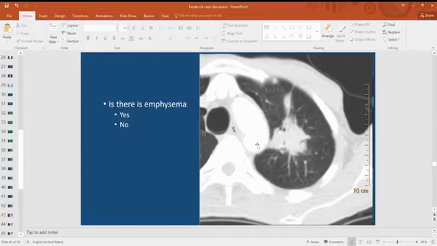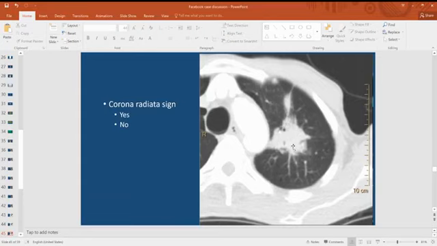The answer to the question: there is emphysema in this patient. We have paraseptal emphysema here, and around the trachea, so we have paraseptal emphysema in this patient. And we have the mass lesion here. We see it in the plain film.